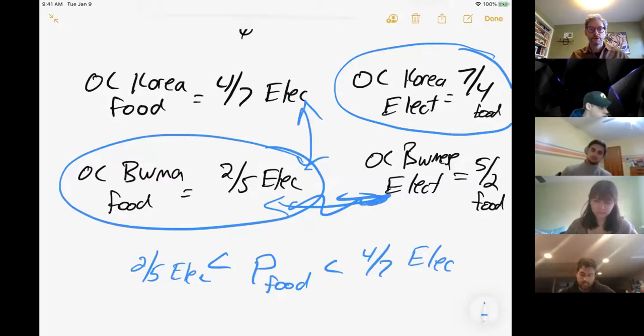How much would a worker in Burma be willing to pay to migrate to Korea? Well, you'll notice here from the question, a worker in Burma, once they move to Korea becomes 2 units more productive in food and 2 units more productive in electronics. So they would be willing to pay up to that amount to move.